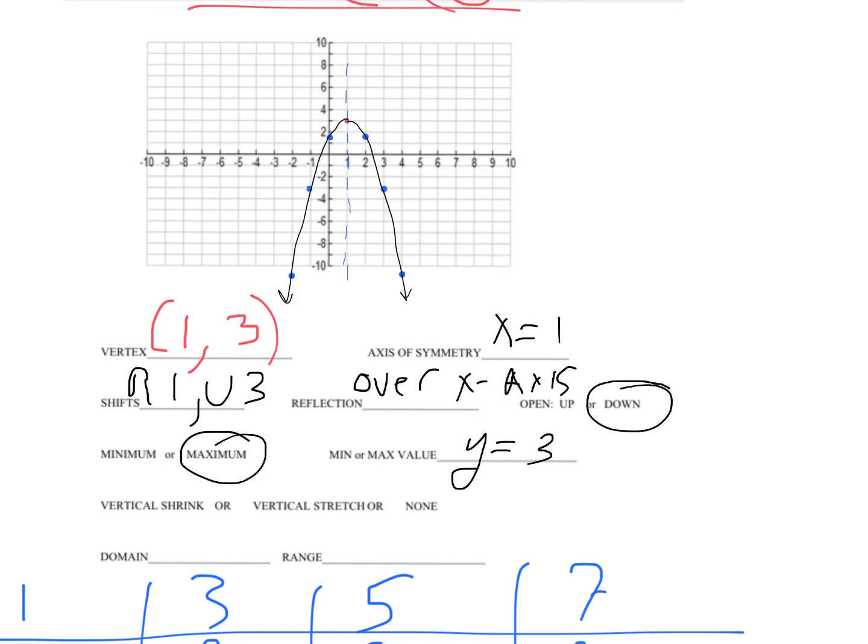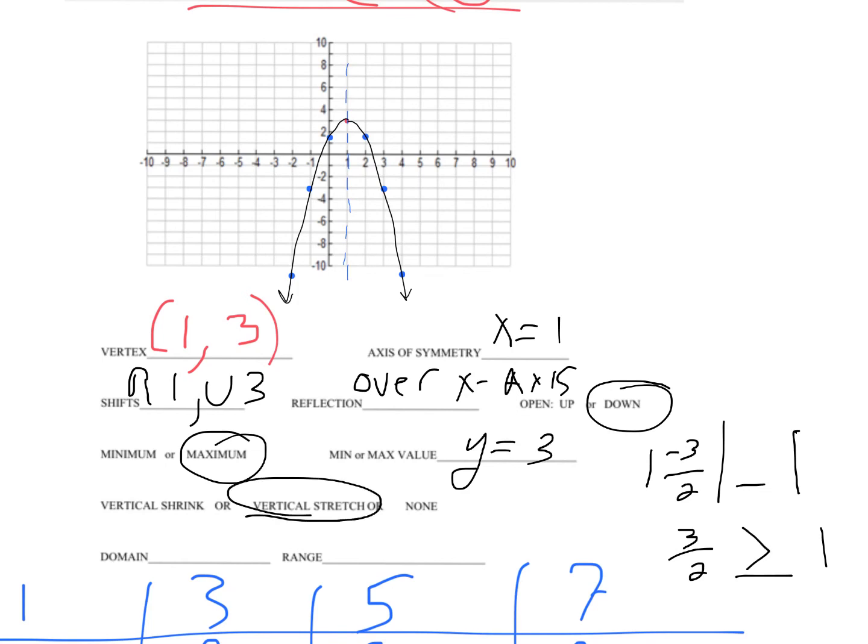Now shrink, stretch, or none: we take our a value, which was -3/2, and compare it to 1. So again, 3/2 compared to 1 is greater than, so this is a stretch. My domain, no restrictions on my x's, so all reals. And the range, now again, notice my y's don't go higher than 3, so therefore y is going to be less than or equal to 3.